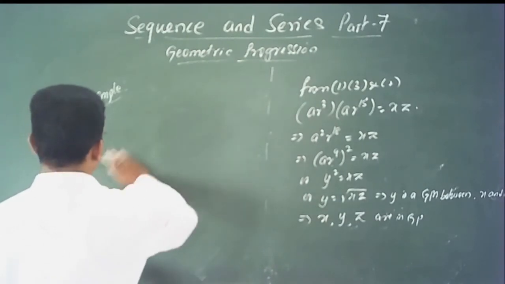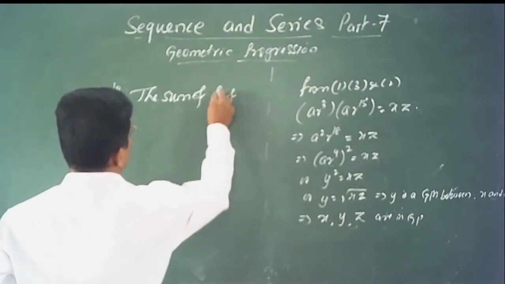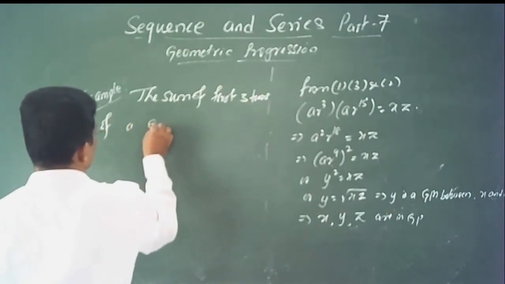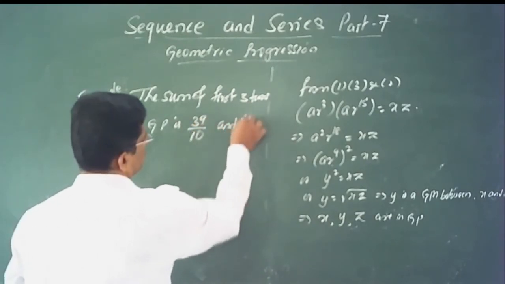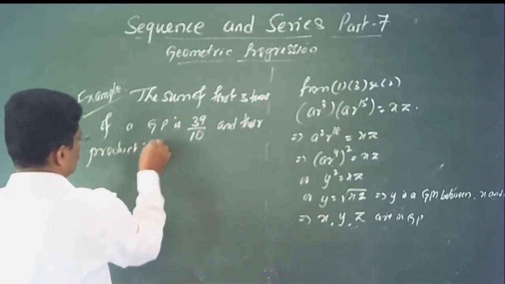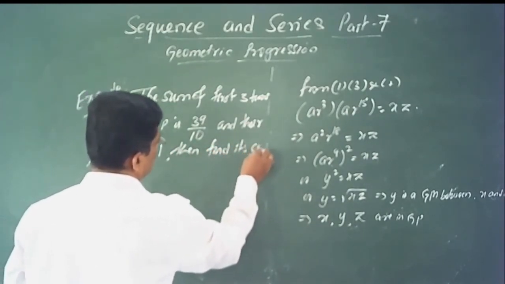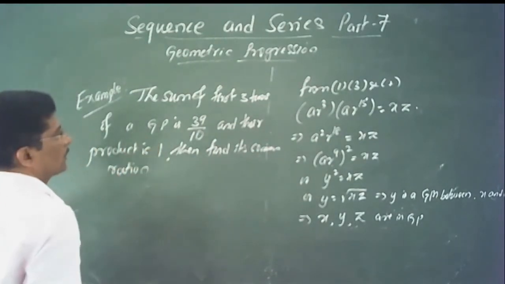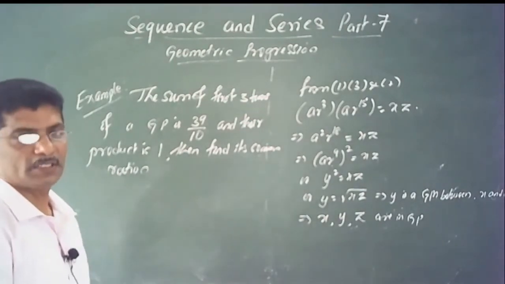Work out the next example. The sum of the first 3 terms of a GP, geometric progression, is 39 divided by 10, and their product is 1. Then find its common ratio. Or find the sum of the terms, then find its common ratio using the results.